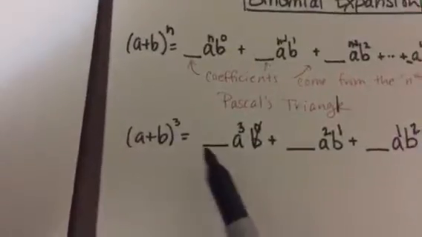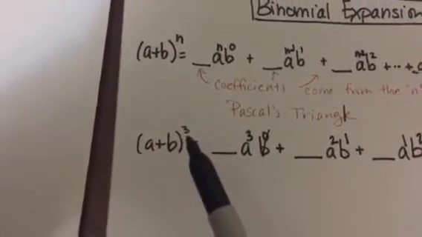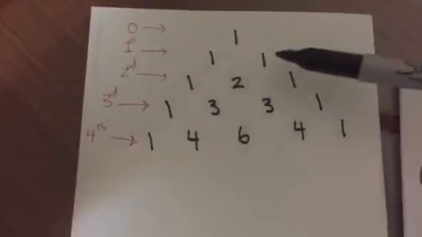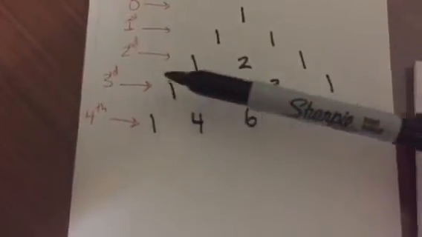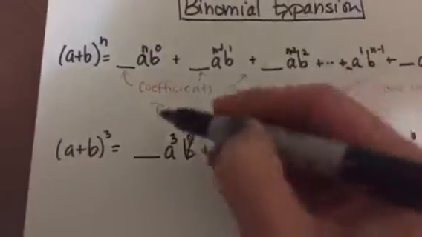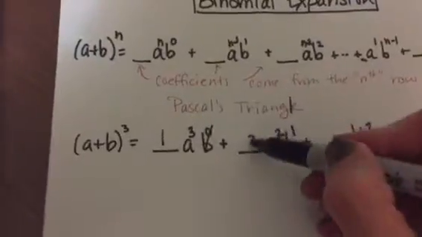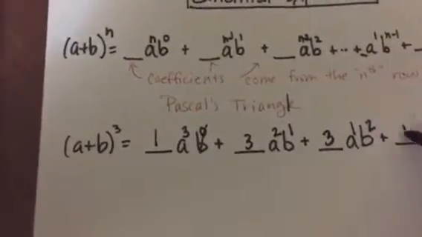Okay, coefficients. If n equals 3, then we're going to go to that appropriate row in Pascal's triangle. Ta-da! If n equals 0, I have this row. If n equals 1, this row. If it's squared, these are the coefficients. If it's cubed, these are the coefficients. So if n equals 3, which mine does, my coefficients will be 1, 3, 3, 1. So come back to my little deal here, and I just plug in 1, 3, 3, 1.